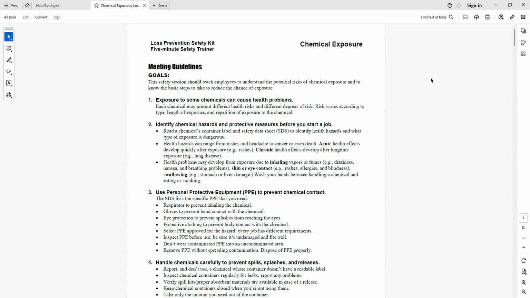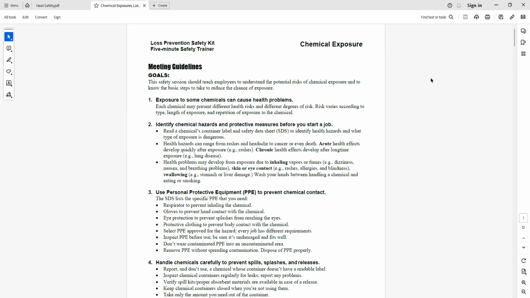Chemical exposure, meeting guidelines, goals. This safety session should teach employees to understand the potential risks of chemical exposure and to know the basic steps to take to reduce the chance of exposure.